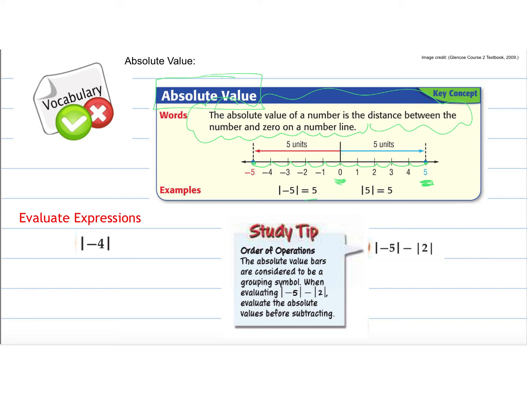This is how we write absolute value. We write two straight lines around the number. For this right here, I would say the absolute value of -5 is 5. Here I would say the absolute value of 5 is 5. Something you also want to add to your definition is that absolute value is always positive.